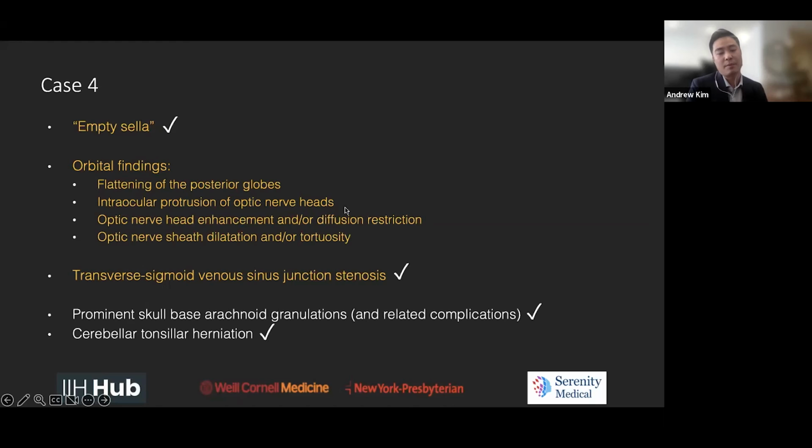So in this case, we had an empty sella. We had a transverse sigmoid sinus junction stenosis, as well as some of the more uncommon findings that you can see in IIH, the prominent skull base arachnoid granulations, and we'll leave that check mark for the cerebellar tonsil herniation, but again, always keep in mind that there are other entities that can lead to cerebellar tonsil ectopia. So just make sure you don't have those confounding factors.